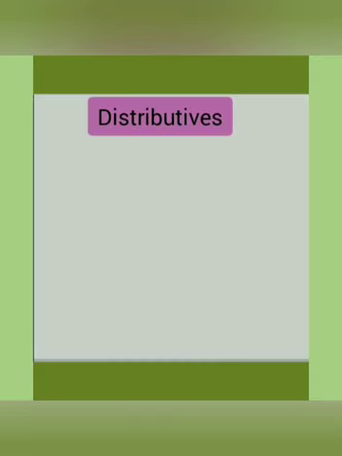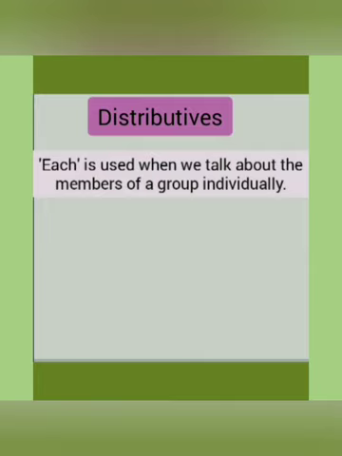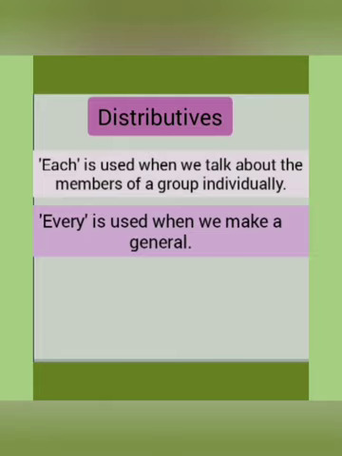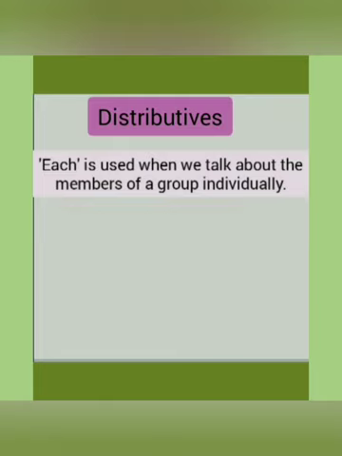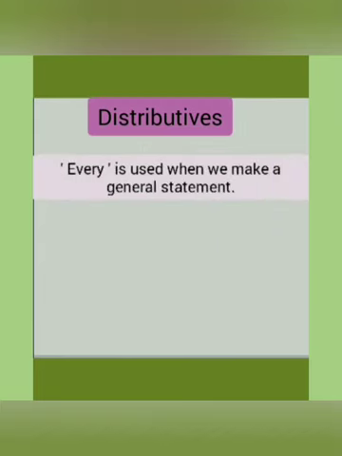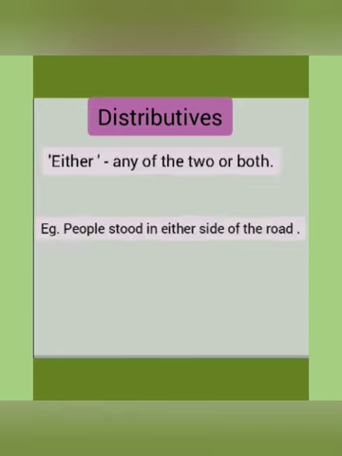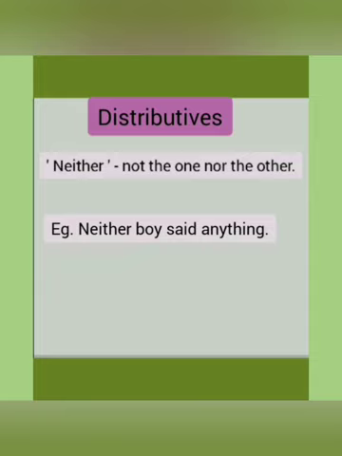Next is distributives. So, distributive determiners refer to each single member of a group. So, the distributives are each, every, either, neither. Each is used when we talk about the members of a group individually, and every when we make a general statement. Both are followed by a singular countable noun. Example 1 He met each guest. Sentence number 2 The minister visited every flood affected area. Sentence number 3 People stood in either side of the road. And sentence number 4 Neither boy said anything.